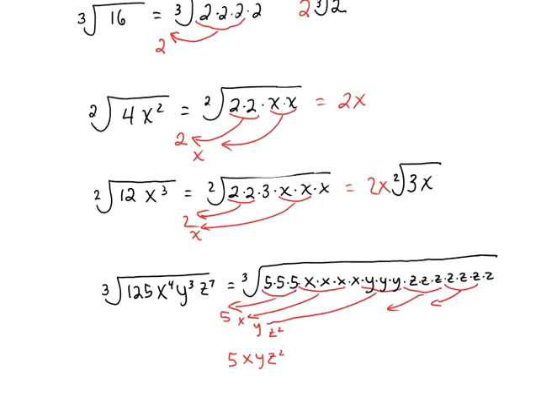And then what would be left under the radical sign? Underneath the radical sign, we don't have any 5's, we do have one x here, we don't have any y's, but we still have a z. So underneath the radical sign, we would have xz. And again, you have to make sure you put that index of 3 on.